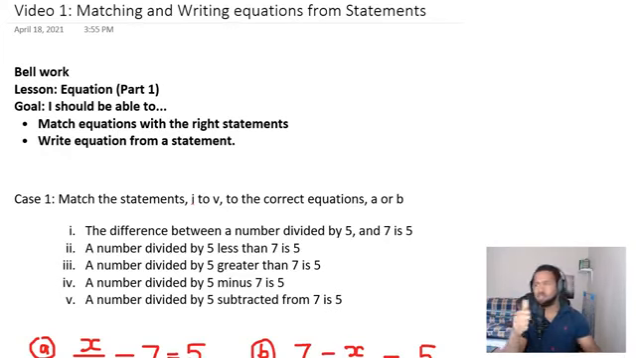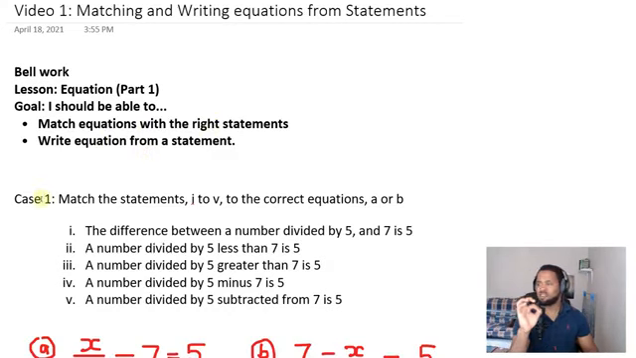So take note here that for the bell work for today, we need to first explore equations like we did in class, but now that we're doing it online, we are going to build on that by looking at the goal. First, we need to be able to match equations with the right sentences or statements, and we need to be able to write equations from a statement or from a sentence.